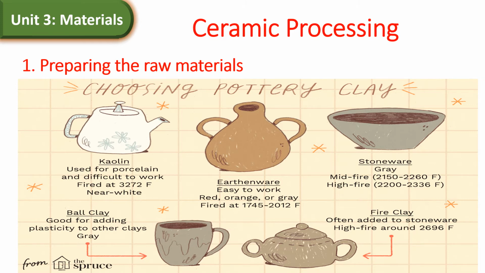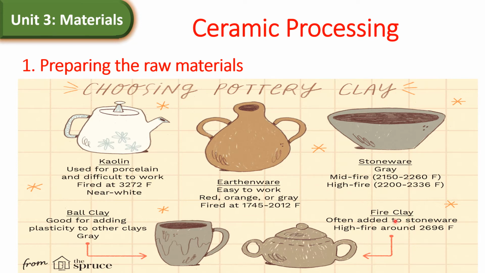I have here pictures of your clay, your kaolin, your feldspar, and your quartz. For your clay and kaolin, you have here examples of your raw materials. Different types of clay have different applications, right? As you can see, your kaolin can be used for porcelain, whereas your earthenware, such as your jars and pots, are easy to work with.